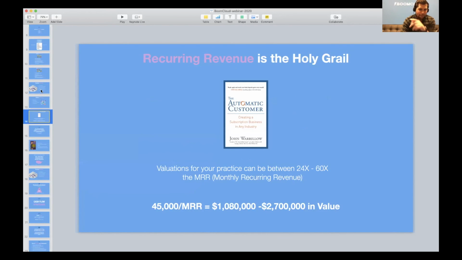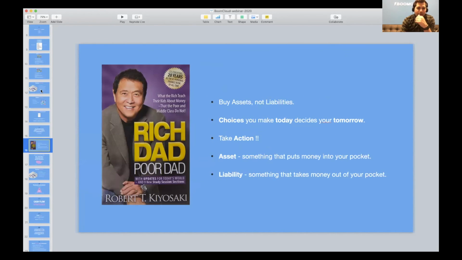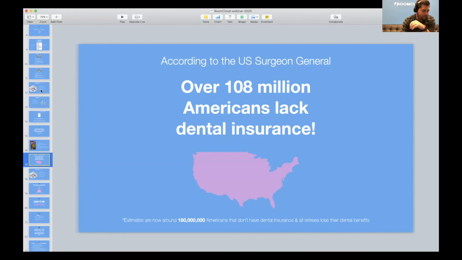So, this is the book that I recommended everyone get. It was called The Automatic Customer. A wonderful read here. So let's get to some stats about the opportunity.